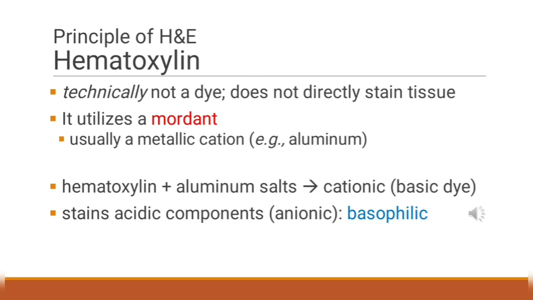Hematoxylin in complex with aluminum salts is cationic and acts as a basic dye. It is positively charged and it can react with negatively charged or basophilic cell components such as nucleic acids in the nucleus. These stain blue as a result. Eosin is anionic and acts as an acidic dye. It is negatively charged and can react with positively charged acidophilic components in the tissue, such as amino groups in proteins in the cytoplasm. These stain pink as a result.